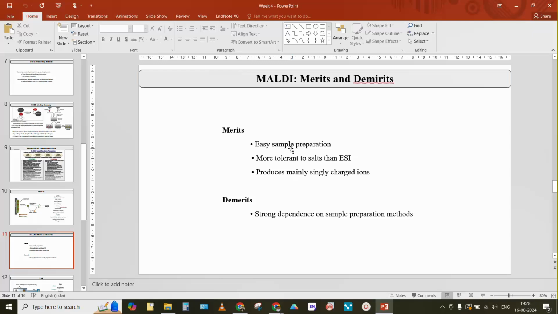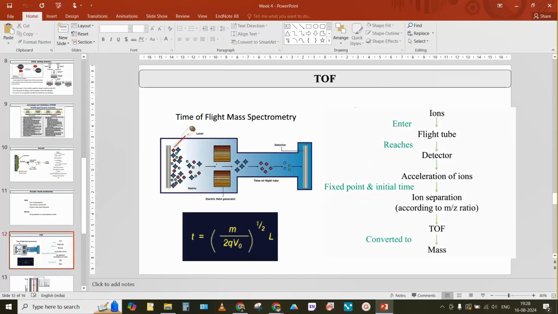Now there are also demerits of using this system. There is a strong dependence on how well you prepare the sample for this analysis. Sample preparation methods will influence the spectrum generated in these experiments. Now in the next slide we'll cover the time of flight concepts.